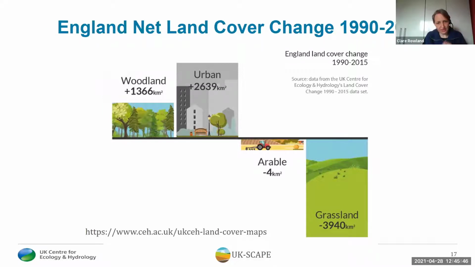So we've got the same kind of data for England. And what we see for England is actually the urban increase is more pronounced. We've got less new woodland. Arable, interestingly, stays almost the same between 1990 and 2015 across England. And again, we've got this big decrease in grassland area.